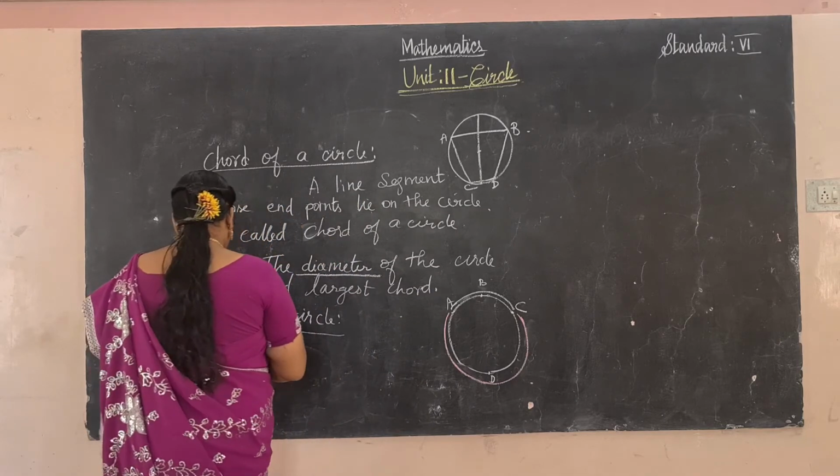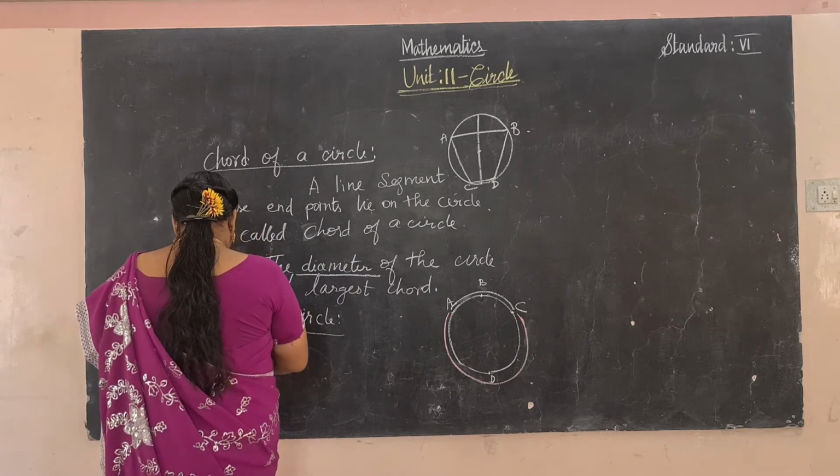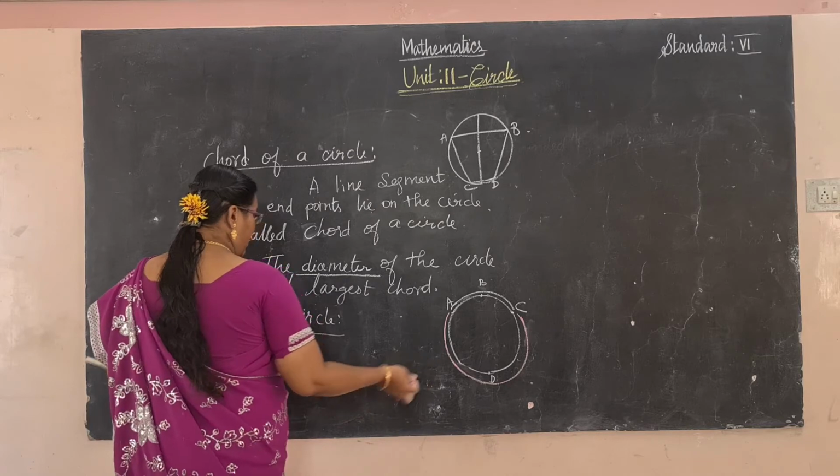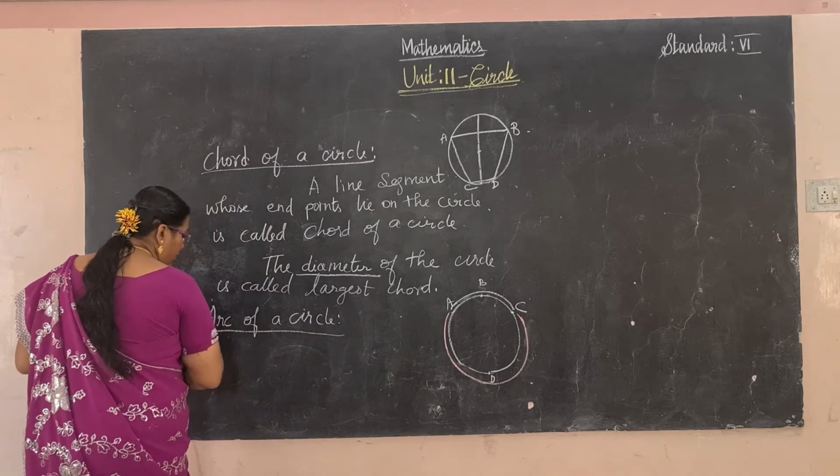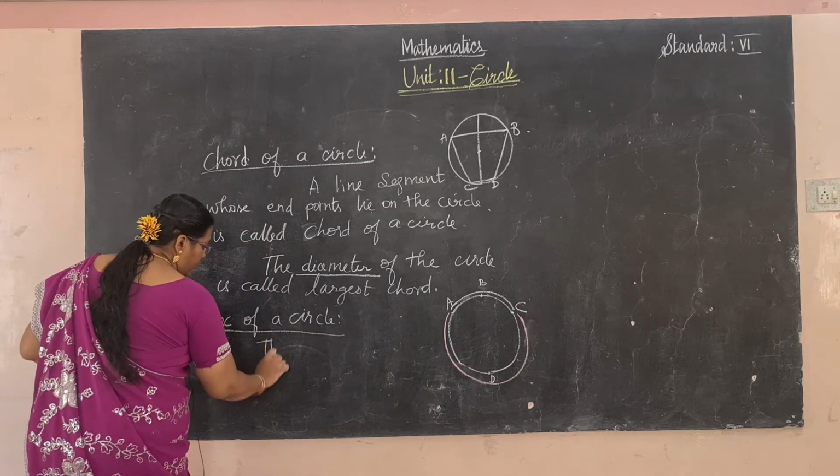So what is the definition of the arc of a circle? A part of the circle is called the arc of the circle. That's all.